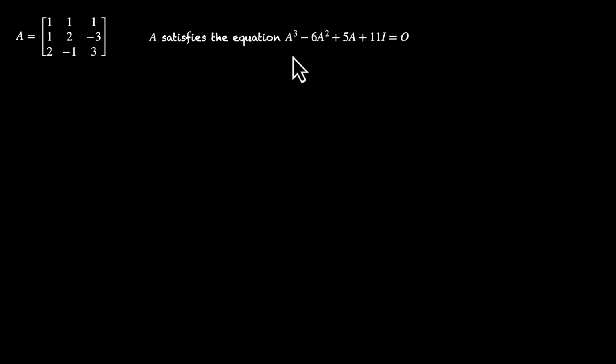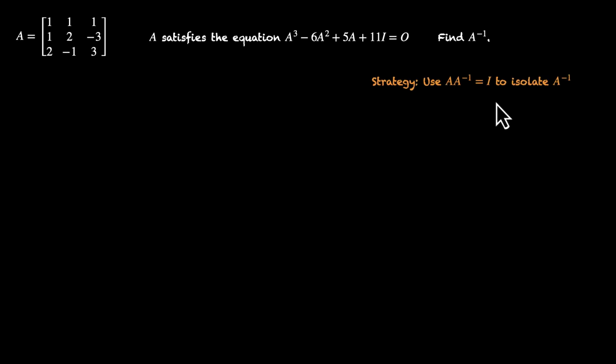Let's solve a cubic equation. We have A equals [1, 1, 1, 1, 2, -3, 2, -1, 3]. And we're given that A satisfies this equation: A cube minus 6A square plus 5A plus 11I equals the 0 matrix. And we need to figure out A inverse. Pause the video, try this on your own.